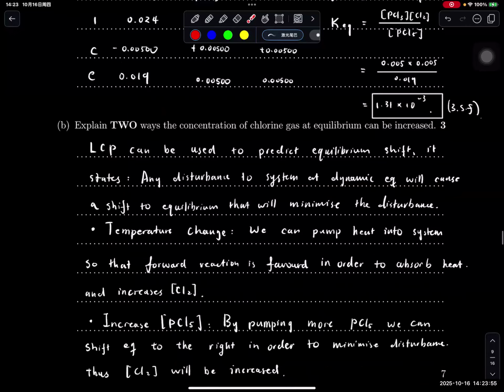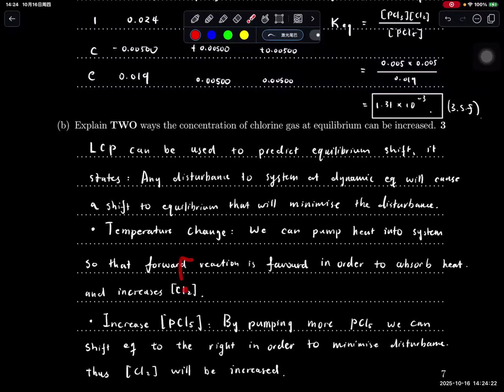Okay, explain two ways the concentration of chlorine gas at equilibrium can be increased. Okay, so first of all, I answer this question with a definition of what LCP says, because I'm going to use LCP, and then I use two dot points to discuss the two ways, okay? So the first way I chose is temperature change. We can pump more heat into the system so that the system shifts forward to reduce the heat and therefore produce more chlorine gas, okay?